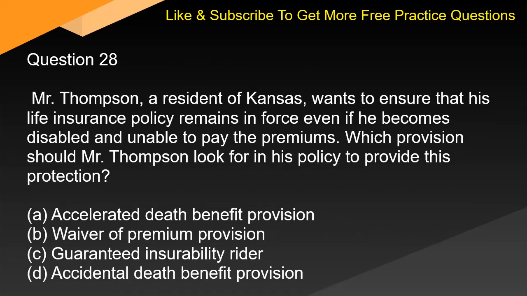Thompson, a resident of Kansas, wants to ensure that his life insurance policy remains in force even if he becomes disabled and unable to pay the premiums. Which provision should Mr. Thompson look for in his policy to provide this protection? A. Accelerated death benefit provision. B. Waiver of premium provision. C. Guaranteed insurability rider. D. Accidental death benefit provision.